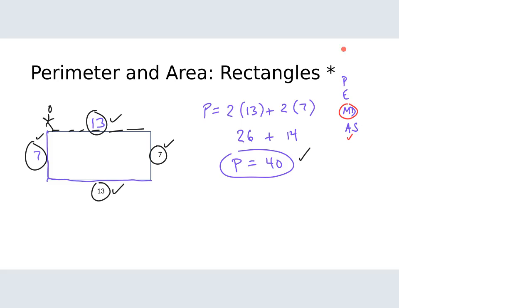Then for the area, we're just going to use the formula to find the area. The area is length times width. So here that's 13 times 7. We can use an X for times. We can use a dot for times. Either one's okay. We'll multiply those together and get 91.